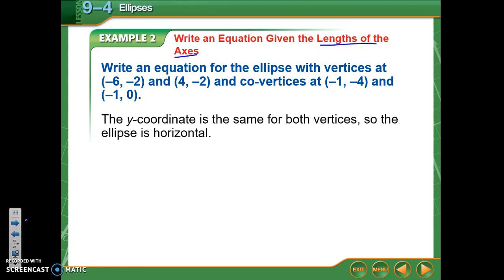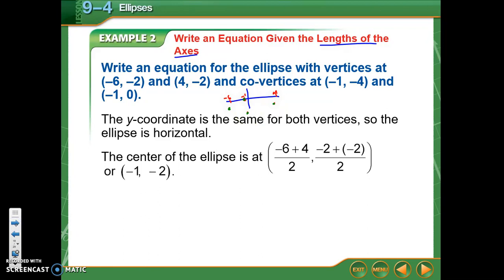and co-vertices at -1, -4, and -1, 0. It usually helps me to just sketch a little coordinate plane and figure out where the points would go. So that's what I did here. A pretty terrible sketch, but I'm looking at my vertices being here at -6, -2, and 4, -2. So I know this is going to be a horizontal ellipse. My co-vertices are at -1, -4, and -1, 0. So that just helps me visualize.